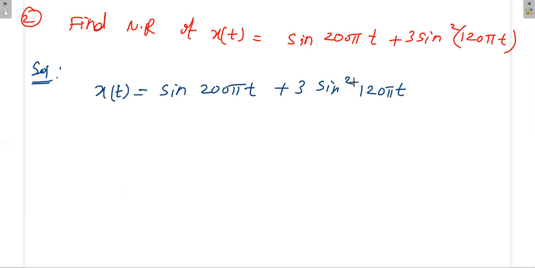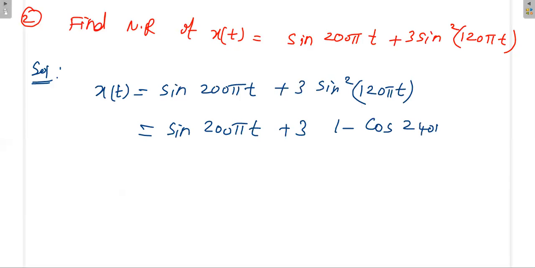If you observe the second signal, it has a square operation. We know that whenever a square operation is there, we get twice the frequency content. How can we represent sine square theta? That is 1 minus cos 2 theta by 2. So sine 200 pi t plus 3 times 1 minus cos 240 pi t divided by 2. From the second component, we will also get some extra constant, but that will not affect our operation because it has DC frequency, zero frequency. So concentrate on these.